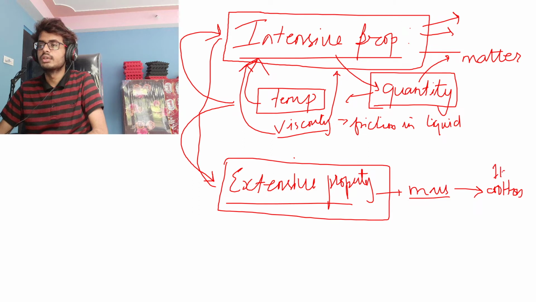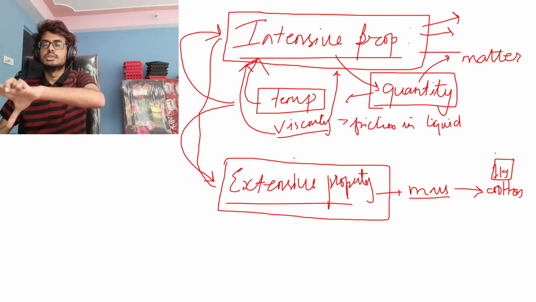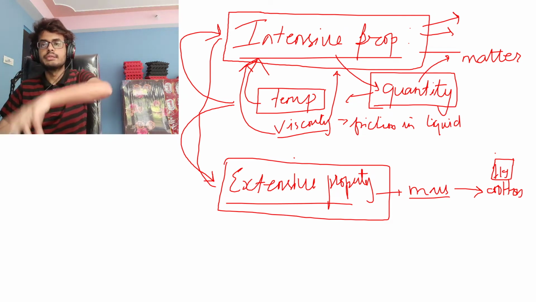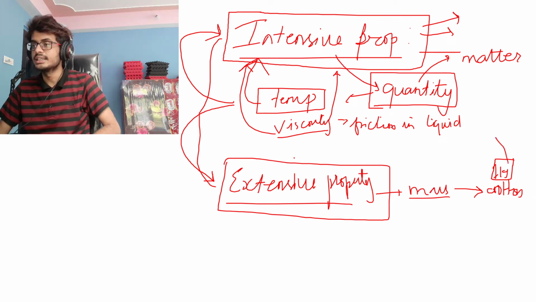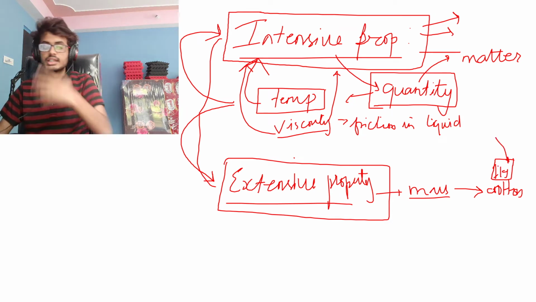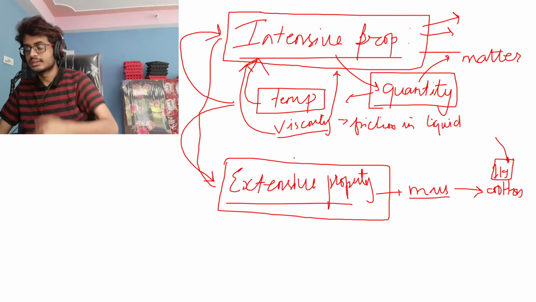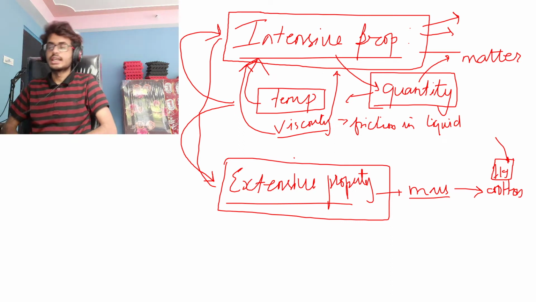1 kilo of cotton will require some definite amount of cotton. 1 kg of cotton here will not be less than 1 kg of cotton somewhere else, right? It'll be exactly the same. You'll need a certain amount of cotton to define the mass of cotton. So that is known as an extensive property.